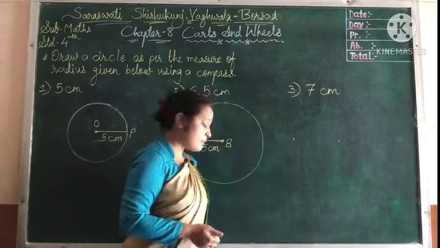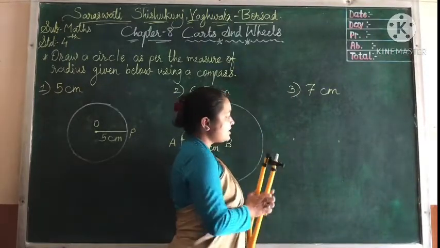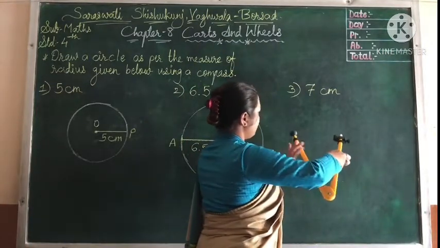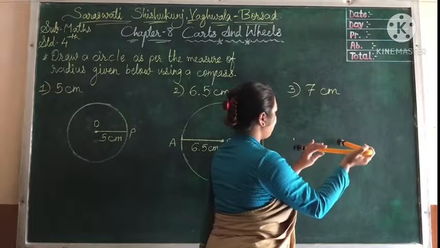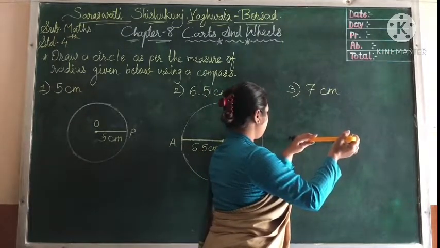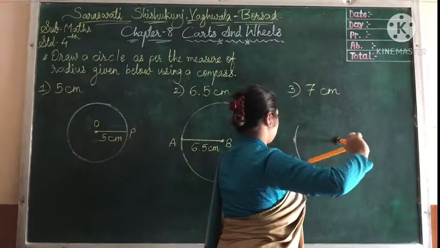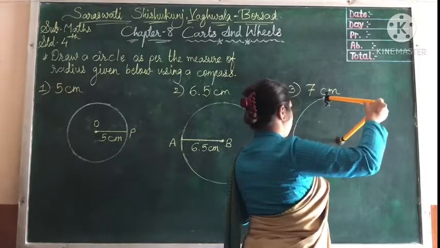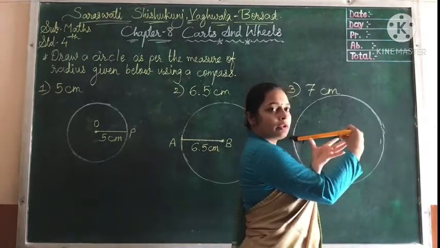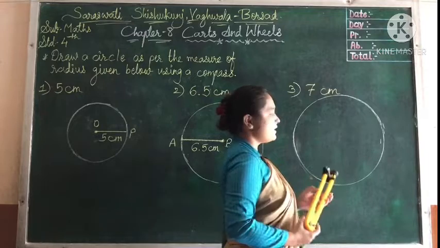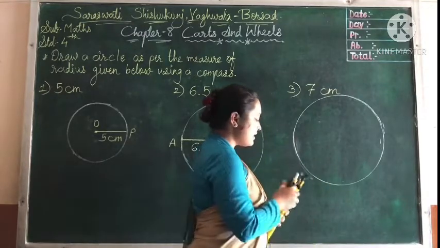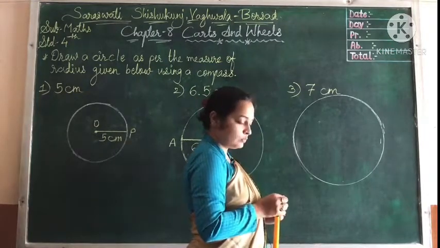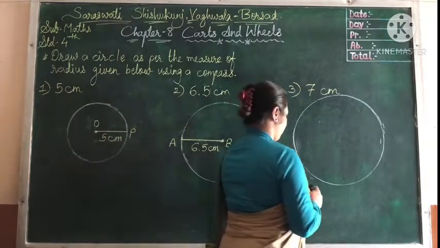Then we have to arrange the compass. Now let's arrange the compass to 7 centimeter radius. Done. So as you can see we got the circle, right? So let's draw the line segment now.